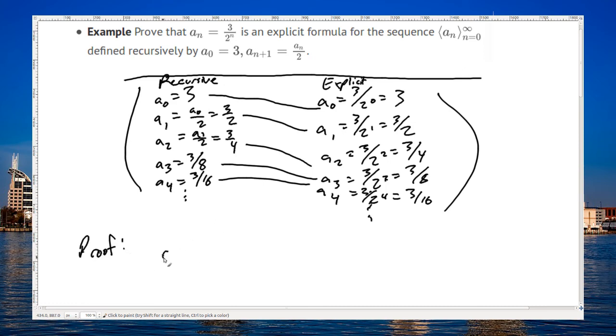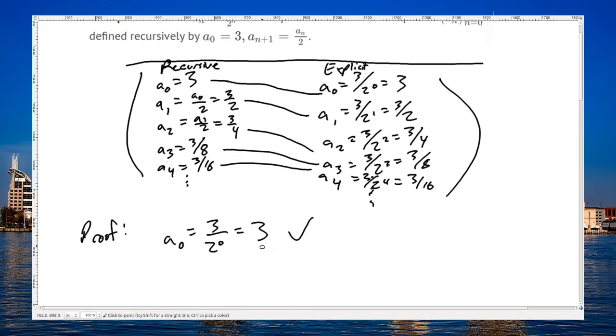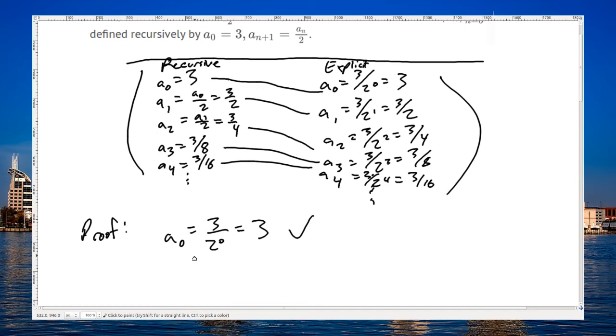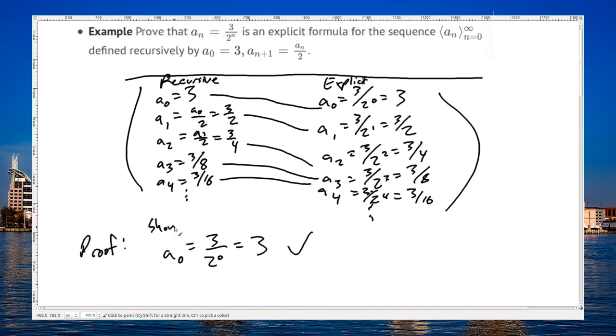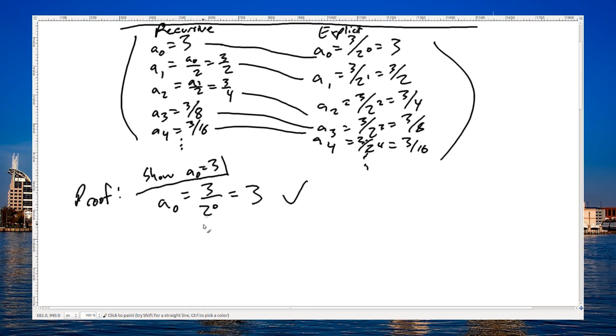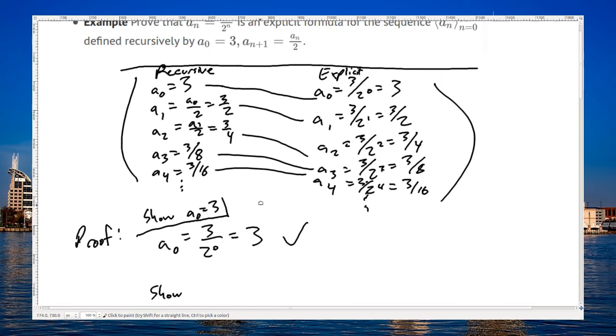All right, A0 should equal 3 divided by 2 to the 0, and that should equal 3. And 3 divided by 1 is 3. So that checks out. So that certainly works. This explicit formula matches A0 equals 3. The next step is to show, so let me write this out. So we have to show that A0 equals 3. All right, now we need to show that A(n+1) equals An divided by 2.